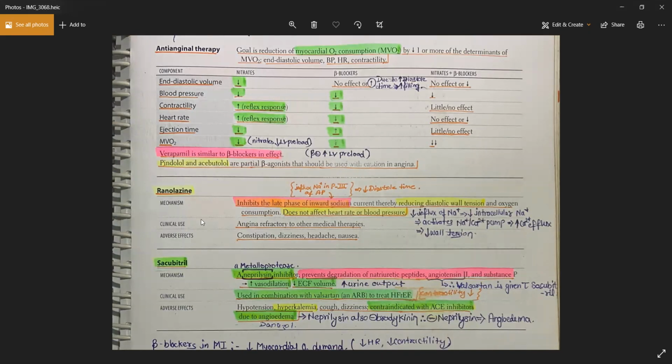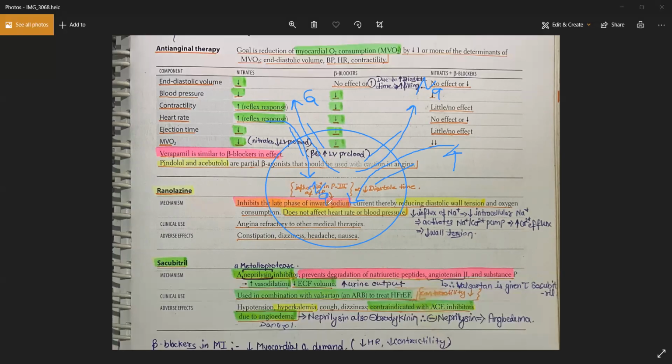Then comes ranolazine, which is a drug which inhibits the late phase of the inward sodium current, if you guys remember. Let me illustrate it. You're having this cell, okay? And in this cell, you're having two channels. One is the sodium calcium channel, which is this one, and one is the sodium potassium ATPase, right? The sodium potassium ATPase will throw out the sodium and influx the potassium, right? This is their function. The sodium calcium channel causes the influx of the sodium and the outflux of the calcium, right?